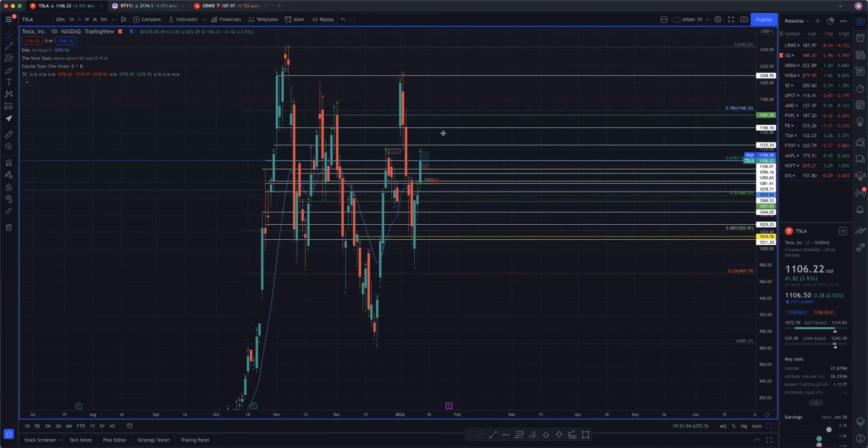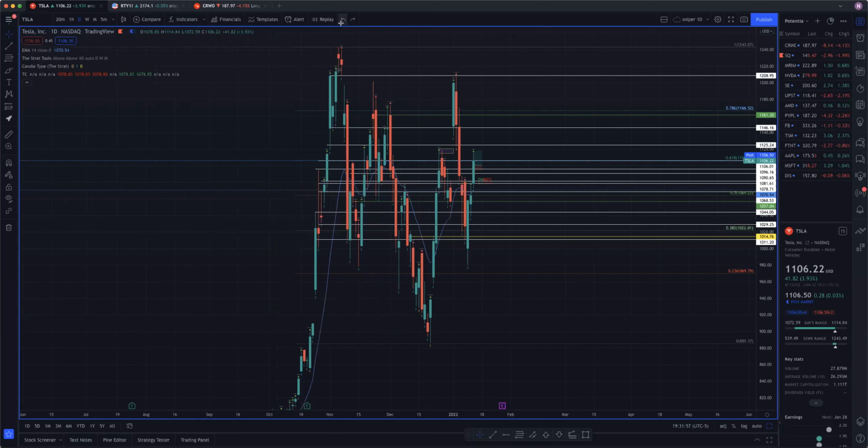Or if you go the opposite way, let's say we undo that, or we trash this. Let's say you missed that entire move, you go from bottom to top, the bottom to this top. 50% is around this 1048 area, or 61.8% is around 1,000. So these are areas that you want to use to get in.